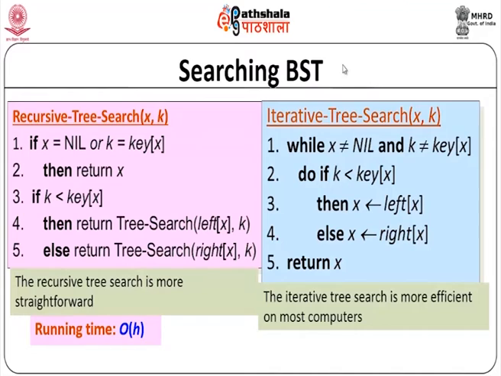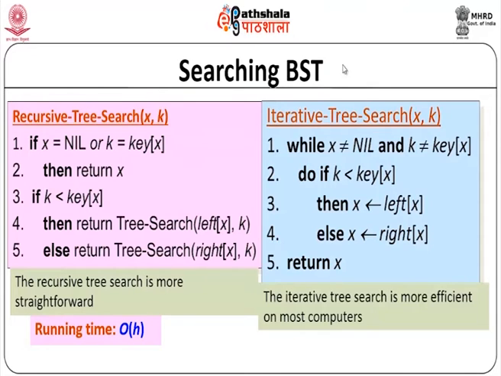In the iterative version, what you will have to do is, while x is not null and the key is not equal to the key at x, if the key is less than the key at x, then you make x equal to the left of x, else you make x equal to the right of x. You keep doing this while there is an x. The iterative tree search is more efficient on most computers, because you do not keep calling recursively; it is a fairly straightforward algorithm.